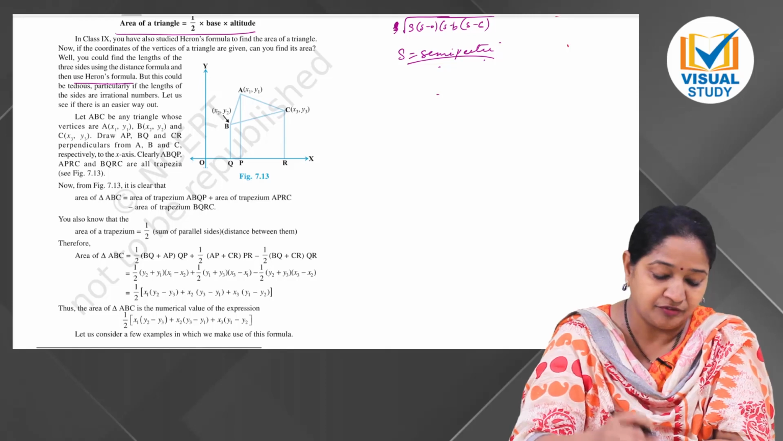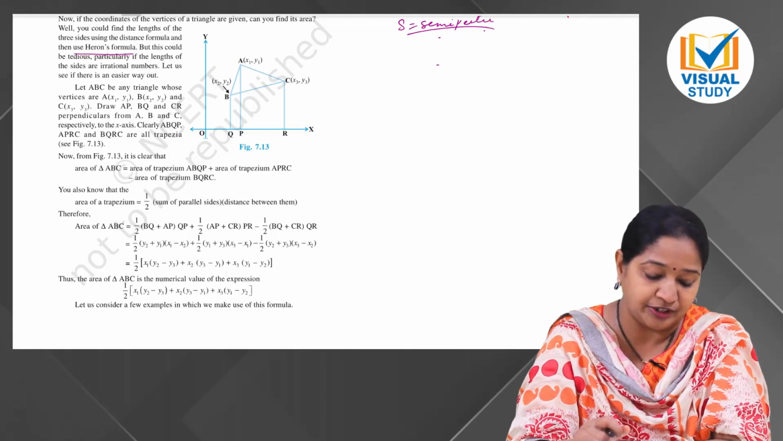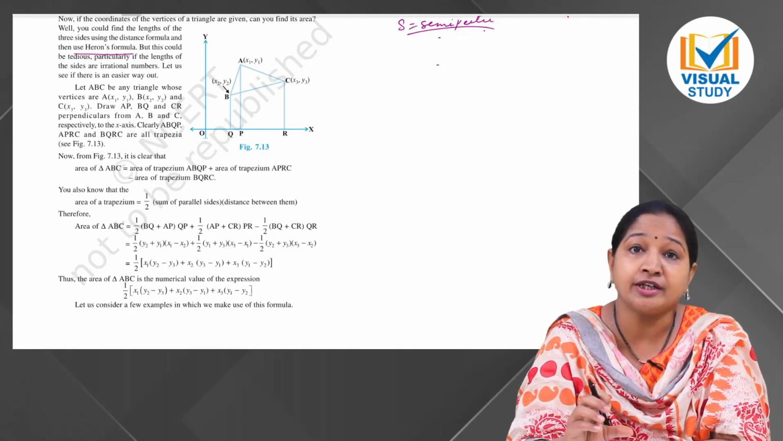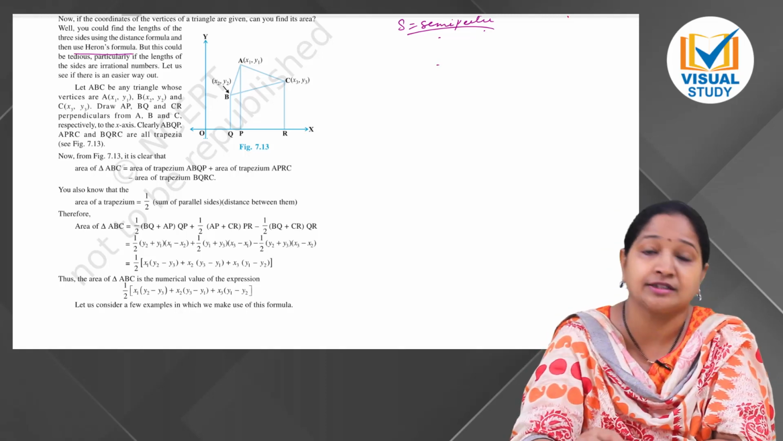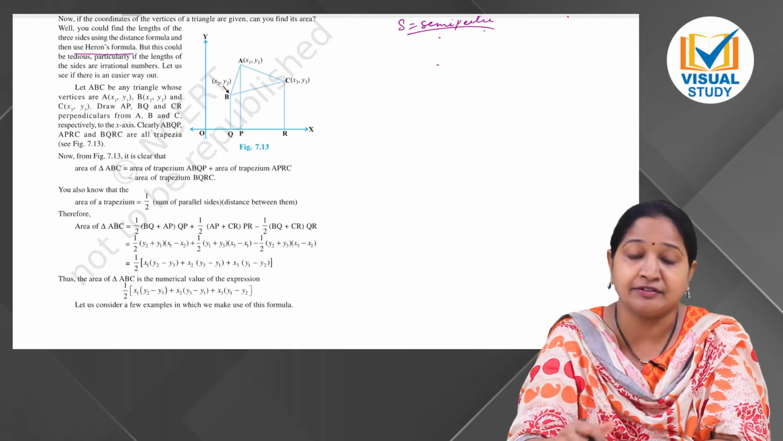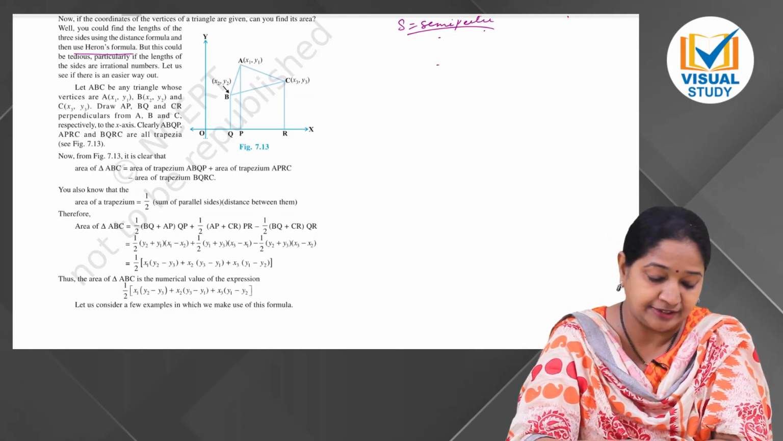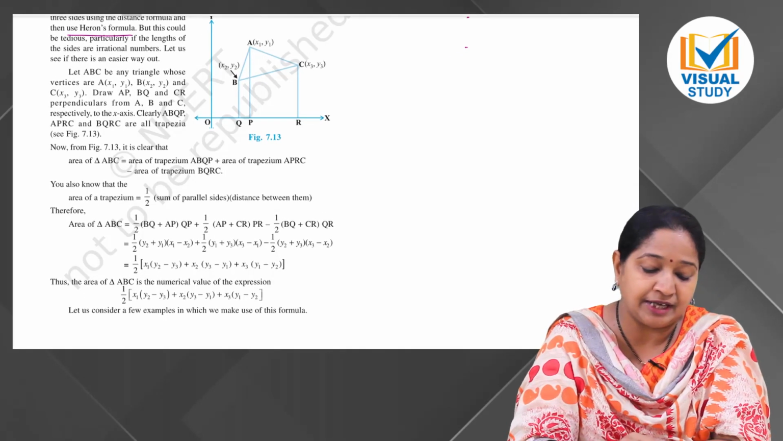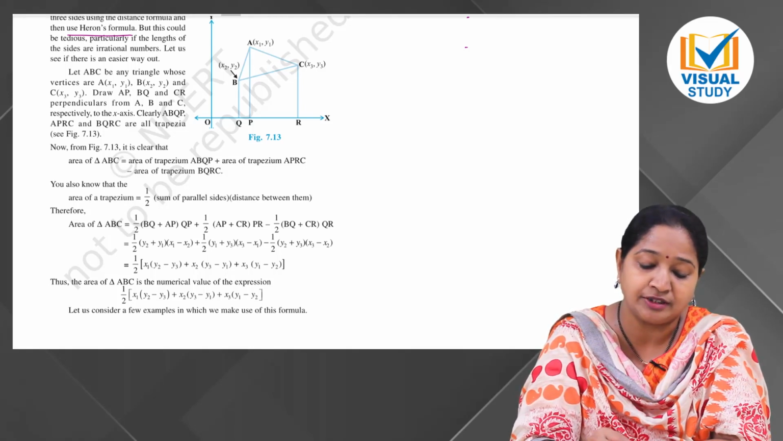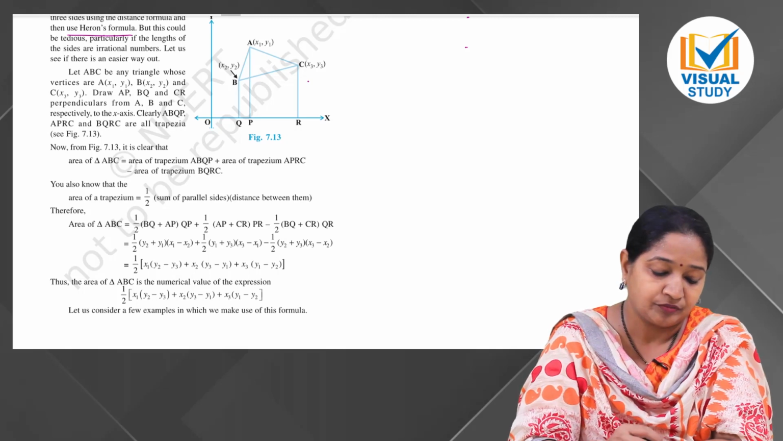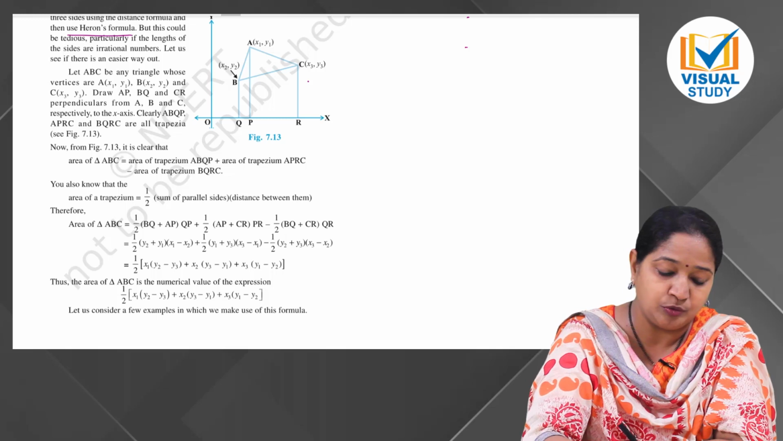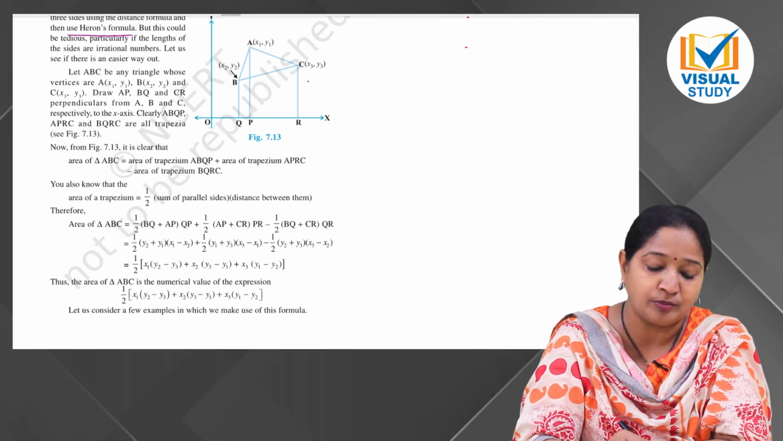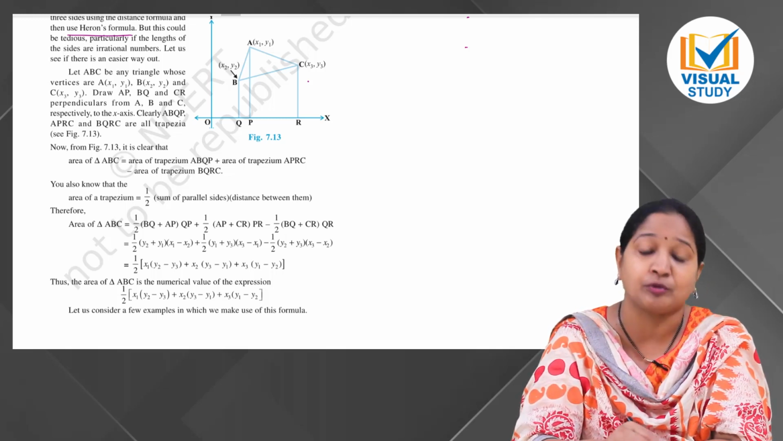Now, this year, we are going to learn a different formula for the area of a triangle when the coordinates are given. That means all the three vertices are given in coordinates x, y. Let ABC be the triangle whose vertices are x1, y1, x2, y2 and x3, y3. Draw AP, BQ and CR perpendicular from A, B and C respectively to the x-axis.